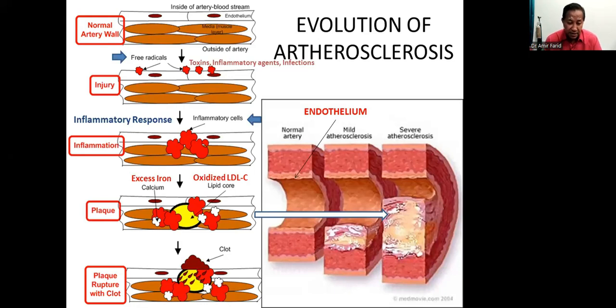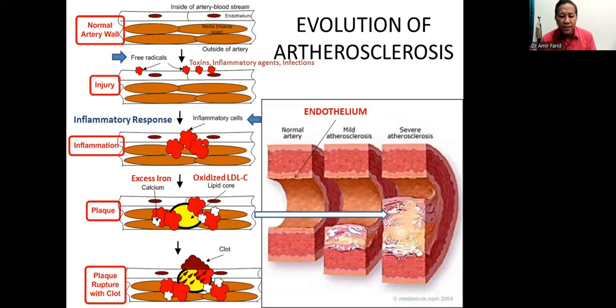And finally, as the plaque gets big, it may rupture internally, or it may break through the endothelium and cause a clot to form in the narrowed lumen, which may totally block the lumen and cause a sudden heart attack.